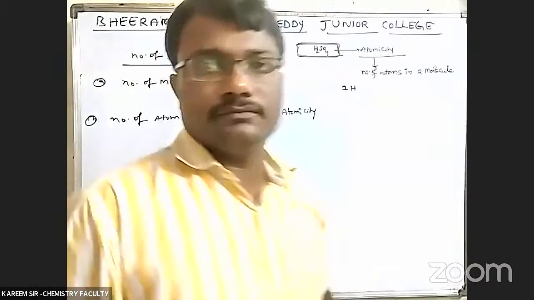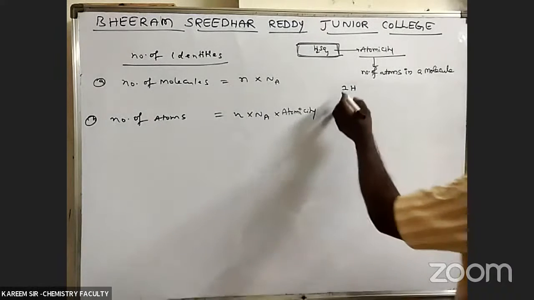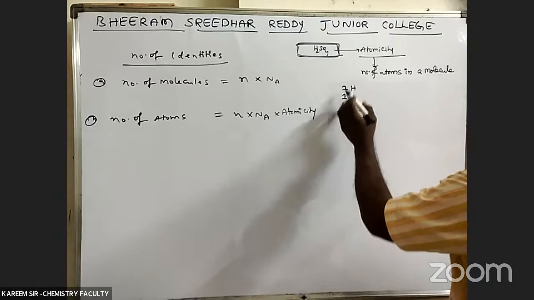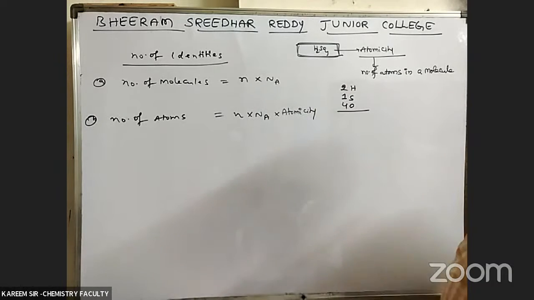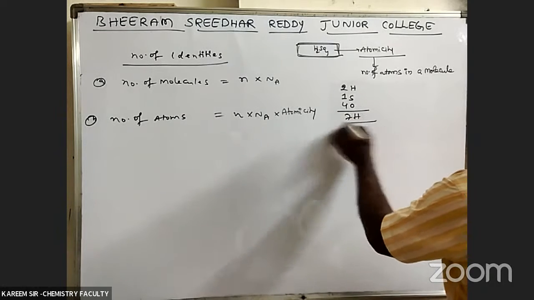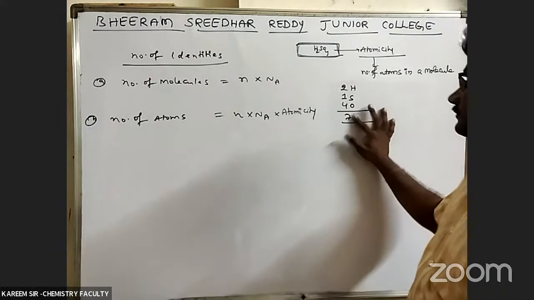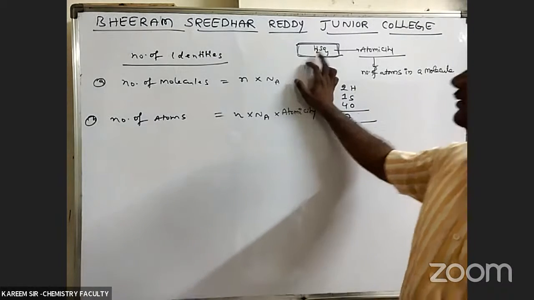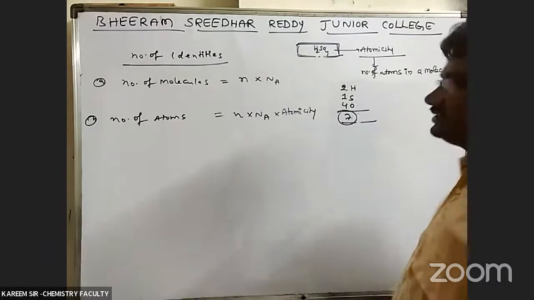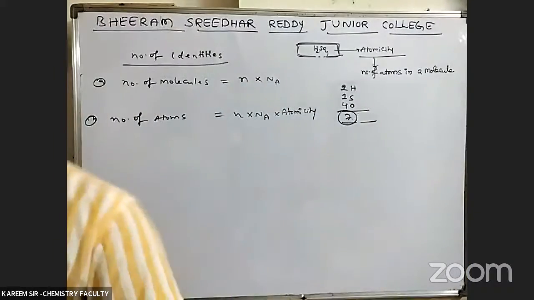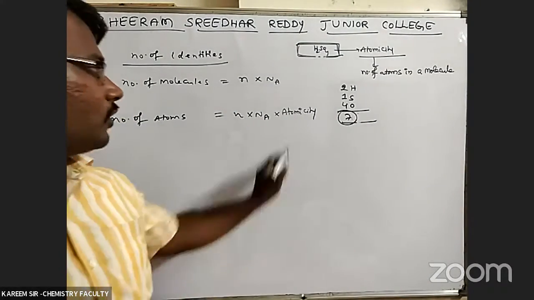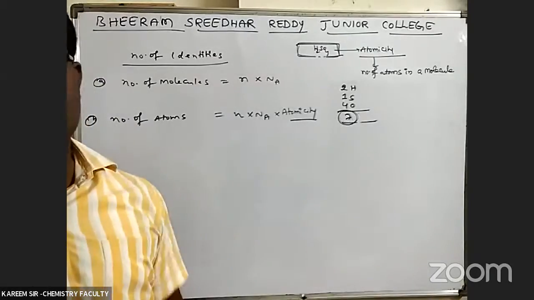Be active. So H2SO4: one hydrogen, one sulfur, 4 oxygen. Sir, not one hydrogen, sir, two hydrogens. Yes, two hydrogens, one sulfur, 4 oxygen. Total 7 atoms are there. 2 hydrogens, 1 sulfur, 4 oxygen. So what is the atomicity of this? 7. Okay? So atomicity means, if you take one molecule, how many atoms?